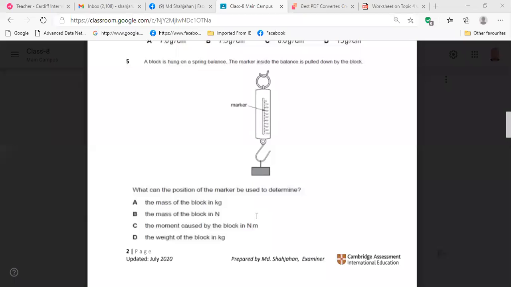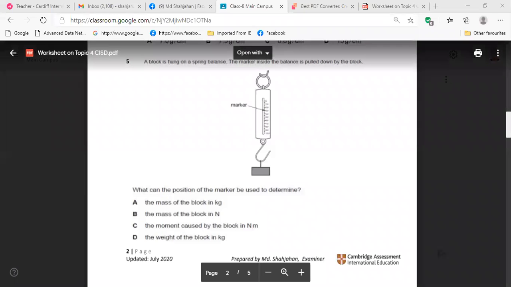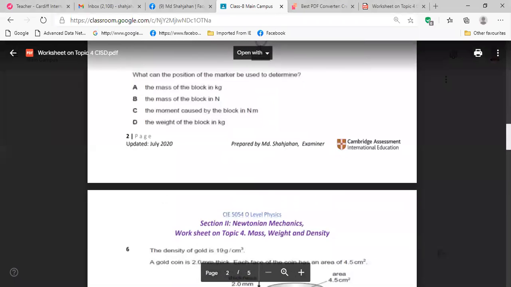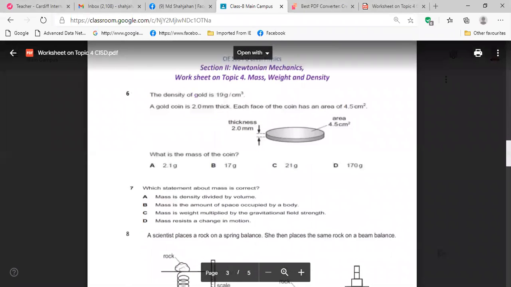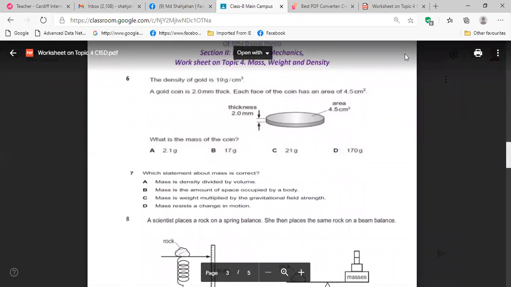A, the mass of the block in kg. Because mass we measure with kg, isn't it? We don't measure mass with Newton. So the answer is A, 5A. Just playing with the units. Okay, now question 6.